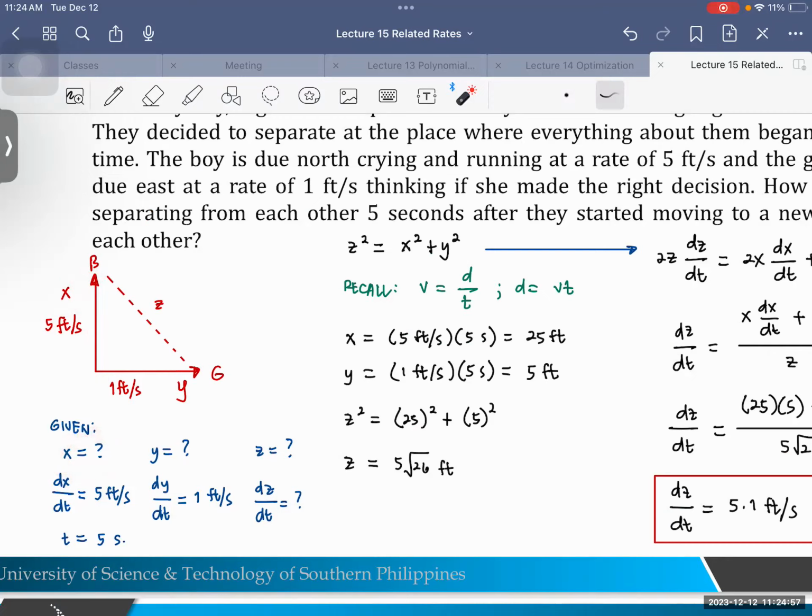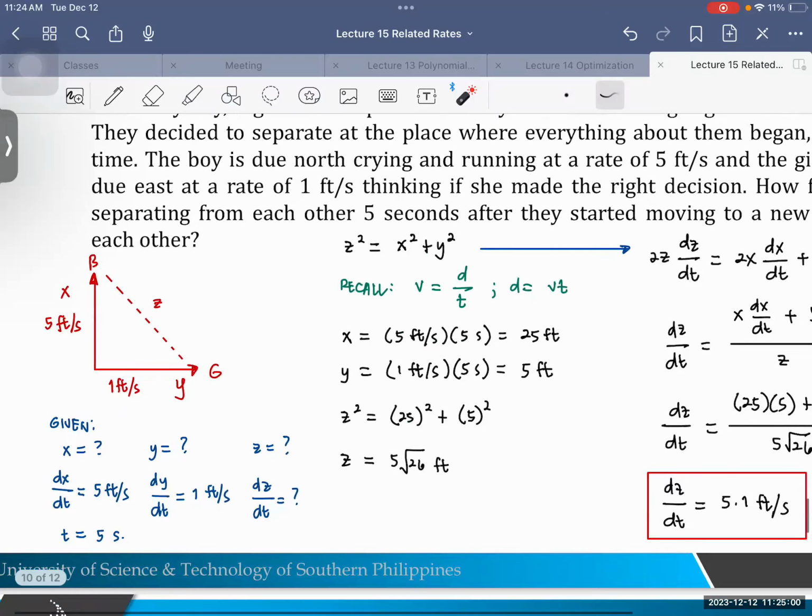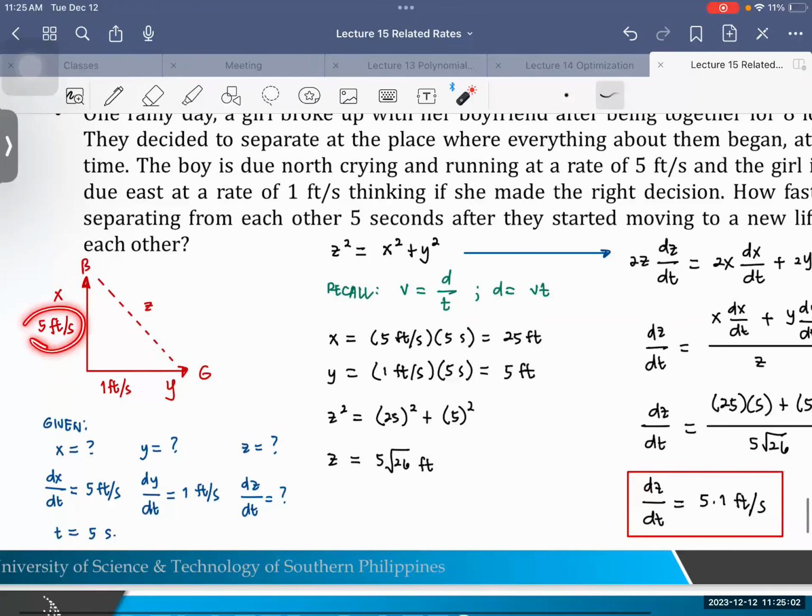But we know his rate of change, the rate of running or walking, which is 5 feet per second. So that is dx over dt. It is always changing. For y, the girl, we do not yet know where she is after 5 seconds, we will solve that later, but y is always changing, and its rate of change is 1 foot per second.